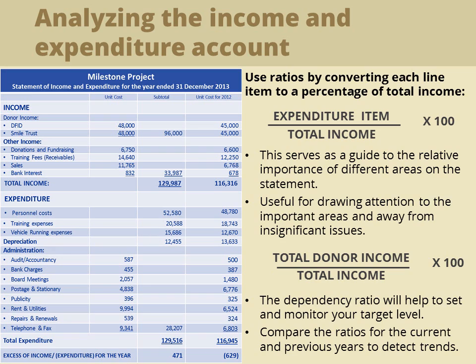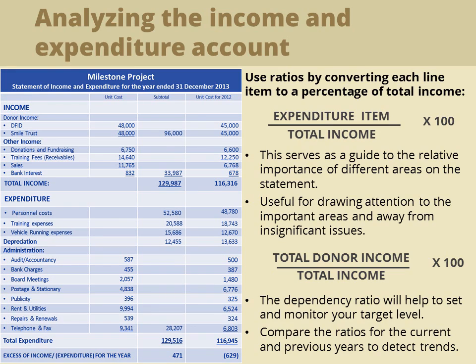This calculation will also give an indication of the level of donor dependency by dividing the total of donor grants by total income and multiplying by 100. If your financial strategy is leading you towards less dependence on external aid, the dependency ratio will help to set and monitor your target level. A further level of analysis can be obtained by comparing the ratios for the current and previous year's figures to detect trends.